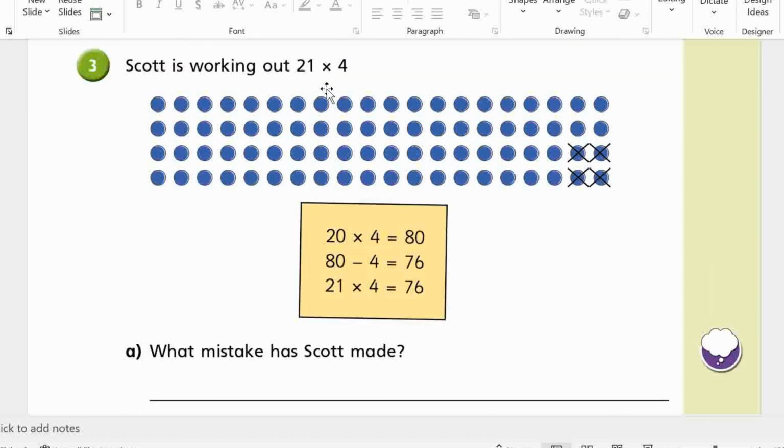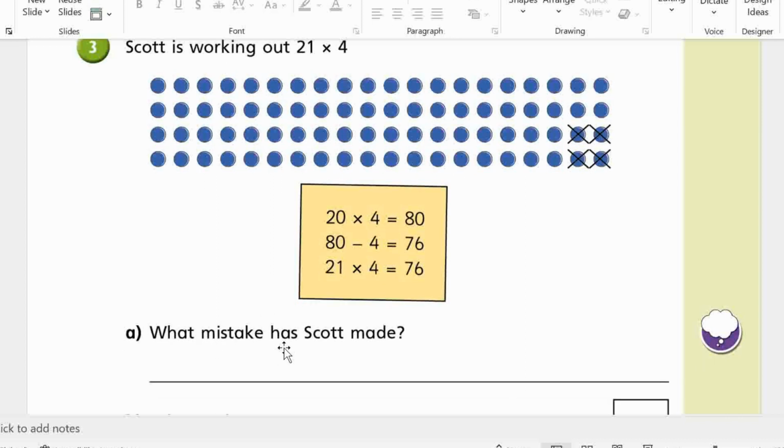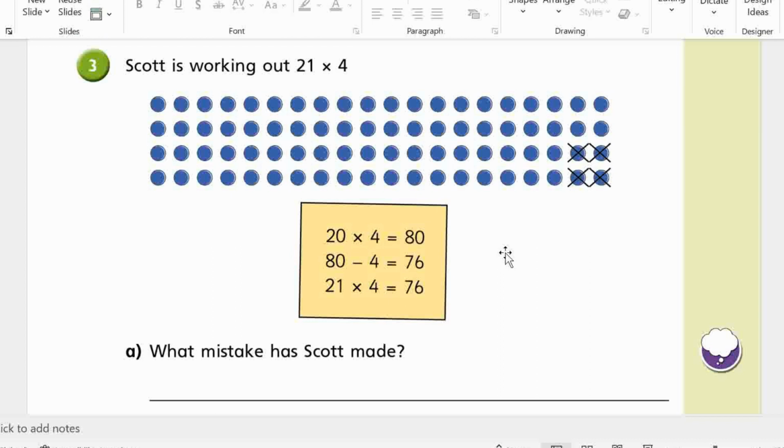Scott is working out 21 times 4. So here's 20 times 4, 80, minus 4. Oh, I see. What mistake has Scott made? Can anyone tell me what is the mistake here? He's supposed to be working out 21 times 4. He does 20 times 4, which is 80. But then he takes 4. Why does he take the 4?